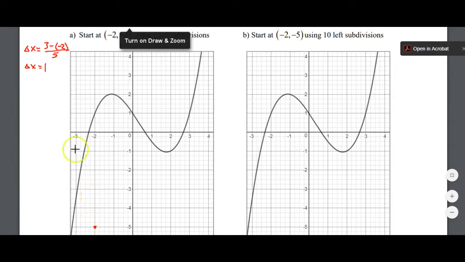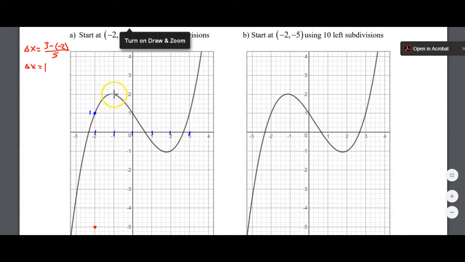And what we want to do is look at what the values are on this curve. So I'm going to maybe label these first. At -2, we're using left subdivisions. So we've got -2, -1, 0, 1, 2, and finally we'll end right there at 3. So that's 1, 2, 3, 4, 5 subdivisions. We're going to use these left-hand points right there. So I'm just going to go ahead and label those.